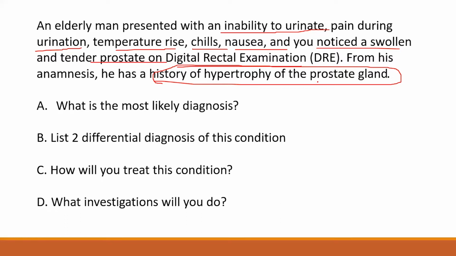So apart from the PSA, you can also do a full blood count. You can do post-void urine. You can do your blood culture. You can do your urine culture and sensitivity. You can do your urine analysis. So again, urine analysis, urine culture and sensitivity, blood culture, post-void urine, full blood count, PSA. These are the investigations you might want to consider when dealing with people like these. And of course, if you're suspecting a cancer, you might want to do a biopsy.